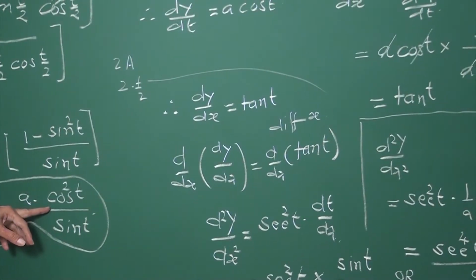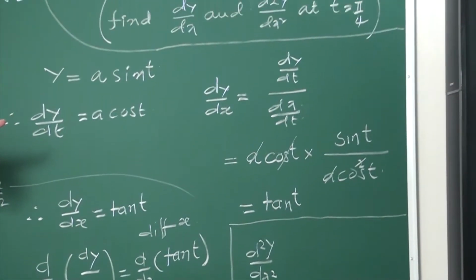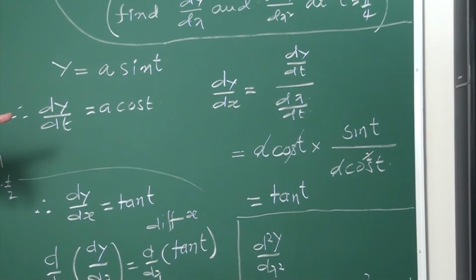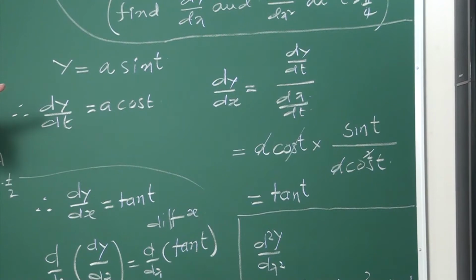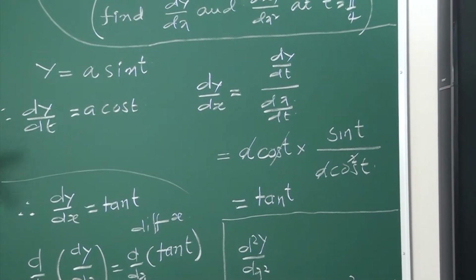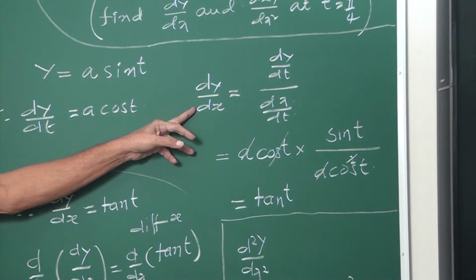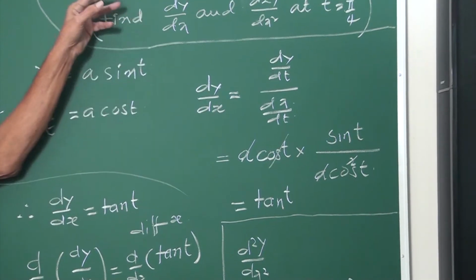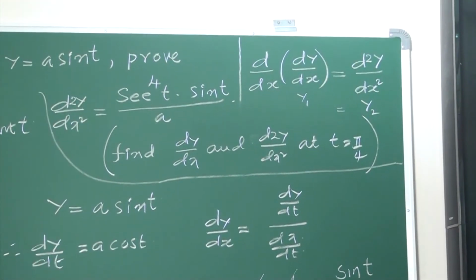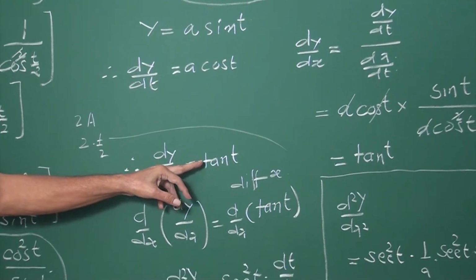Denominator reciprocal. It is sin t upon a cos square t. a cancels, one cos cancels. You are left with sin in the numerator, cos in the denominator. You know it, sin by cos is tan t. Tan t is nothing but dy by dx. You wanted the second derivative, my friend. Therefore, dy by dx is tan t.